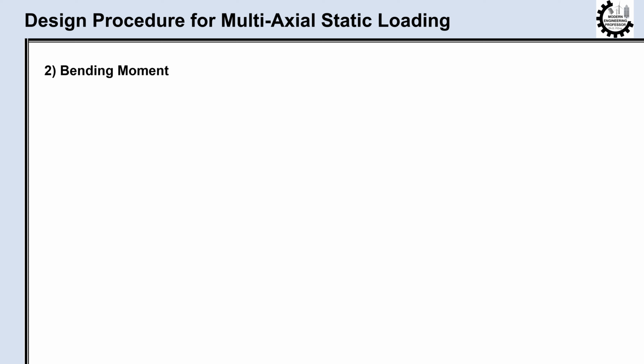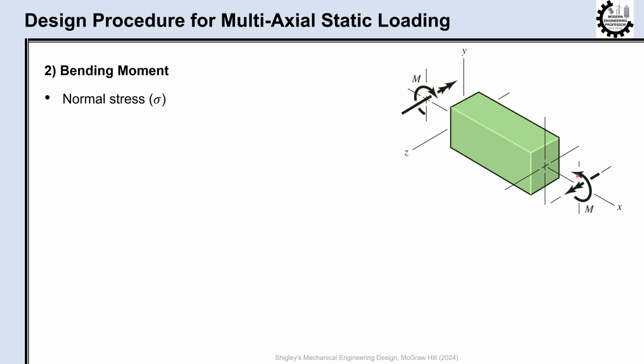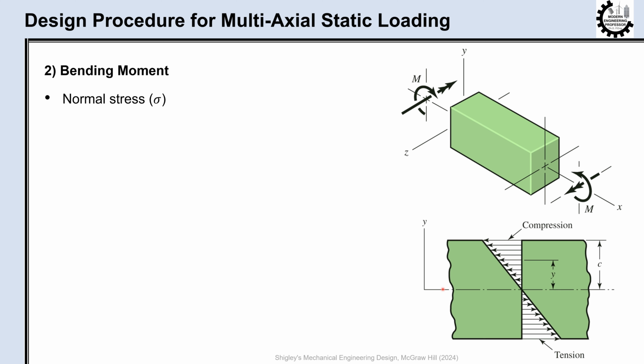The second type of loading is bending moment that results in normal stress. Consider a bar subjected to pure bending. All elements of the bar on XZ plane, which is the neutral plane, have 0 stress. The bending stress varies linearly with the distance from the neutral axis, y, and is given by My over I. In this figure, the normal stress above the neutral axis is compressive, negative, and below that is tensile, positive.